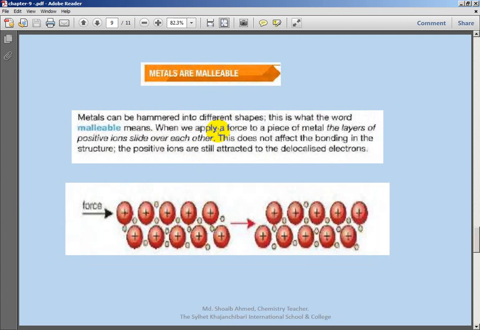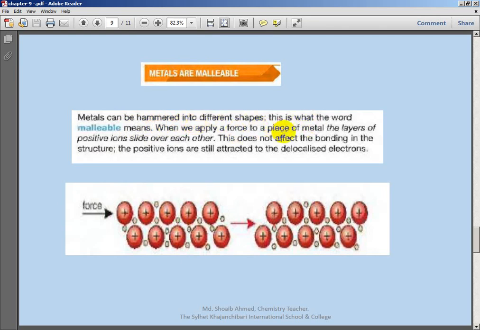Okay, metals are malleable. They can be shaped and given different types of shape. Metals can be hammered into different shapes. This is what the word malleable means. We can take a metal spoon of one shape and make something like a tin house. Different types of shape can be given because metals are malleable.